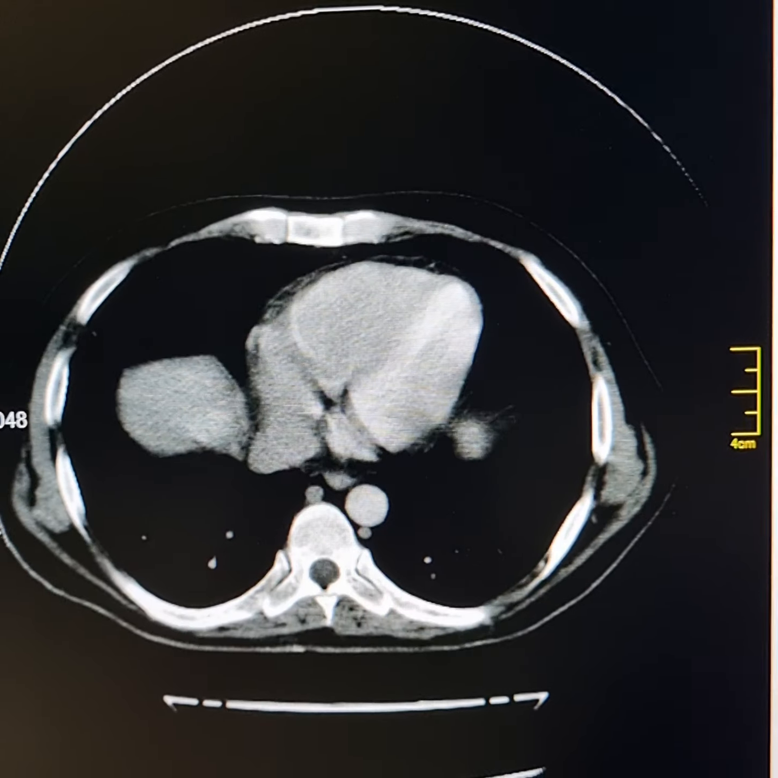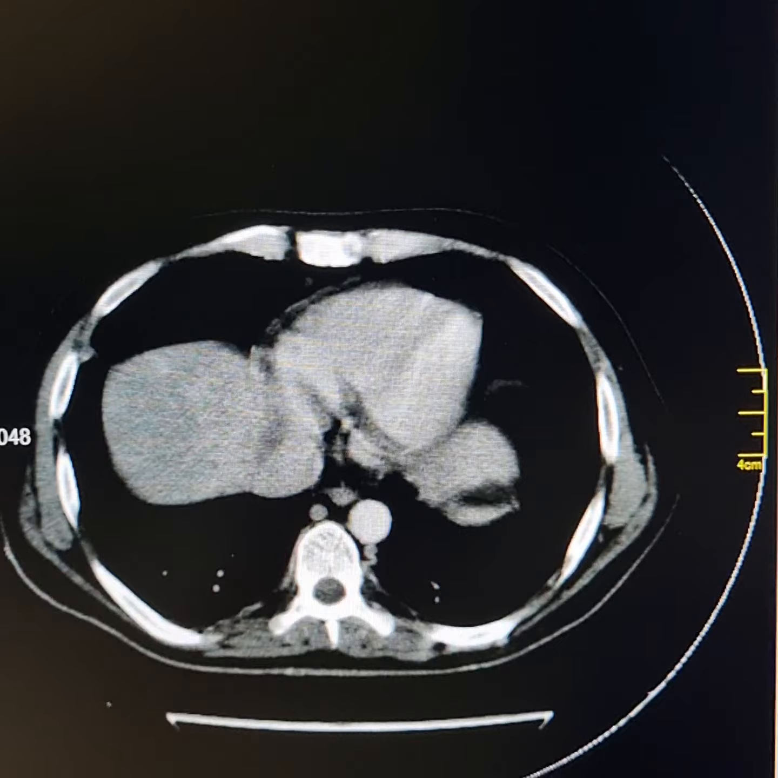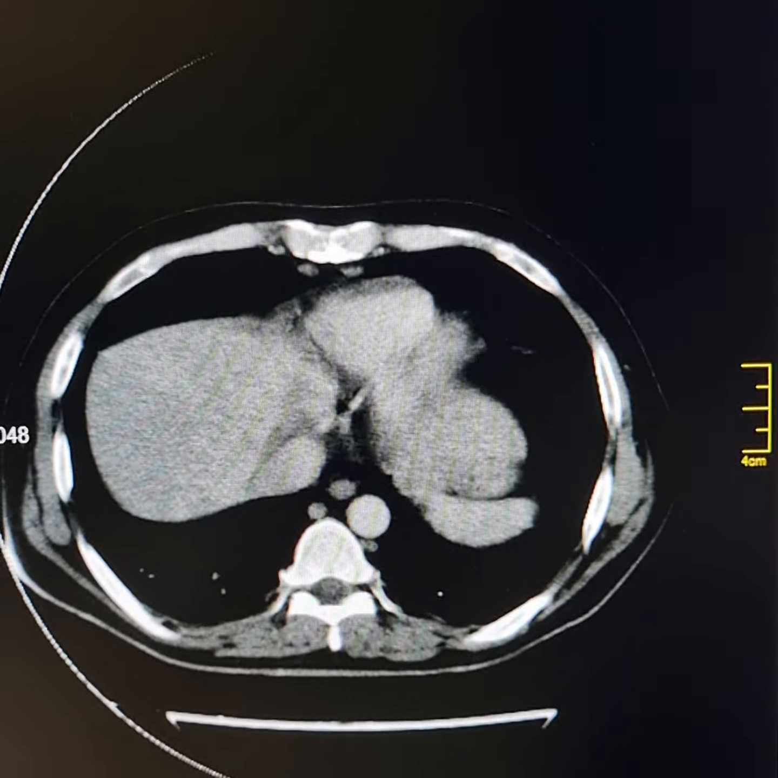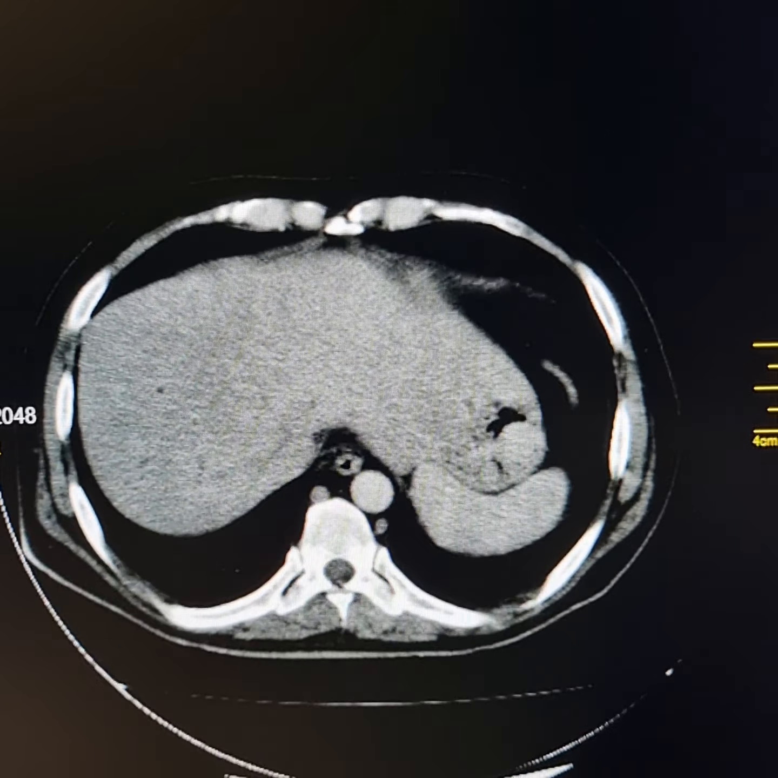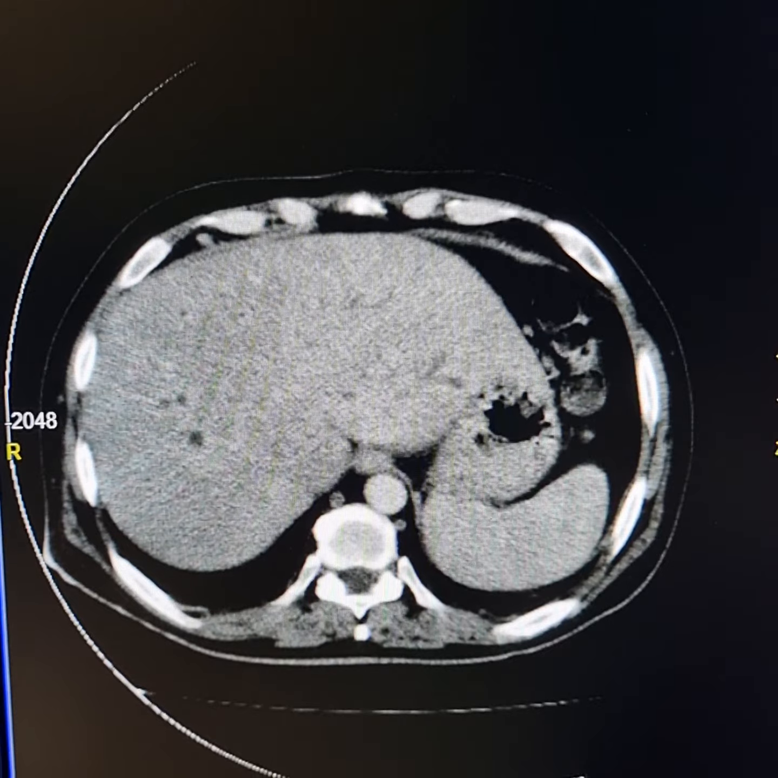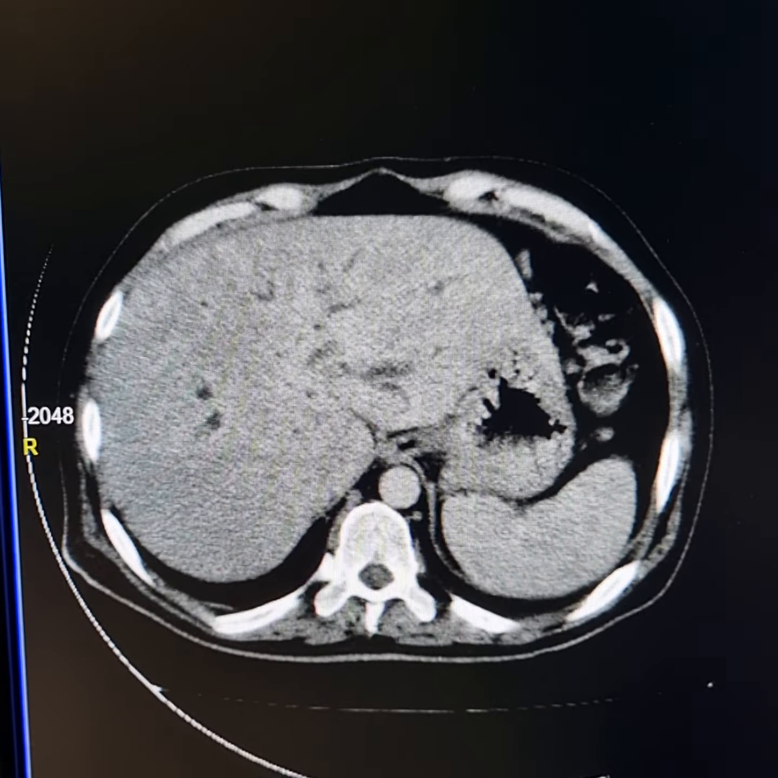This is a contrast CT scan of a 48-year-old male patient, a known case of periampullary carcinoma for which Whipple's procedure was carried out in 2017. The patient remained asymptomatic, but recently has developed swelling and pain in the epigastrium.